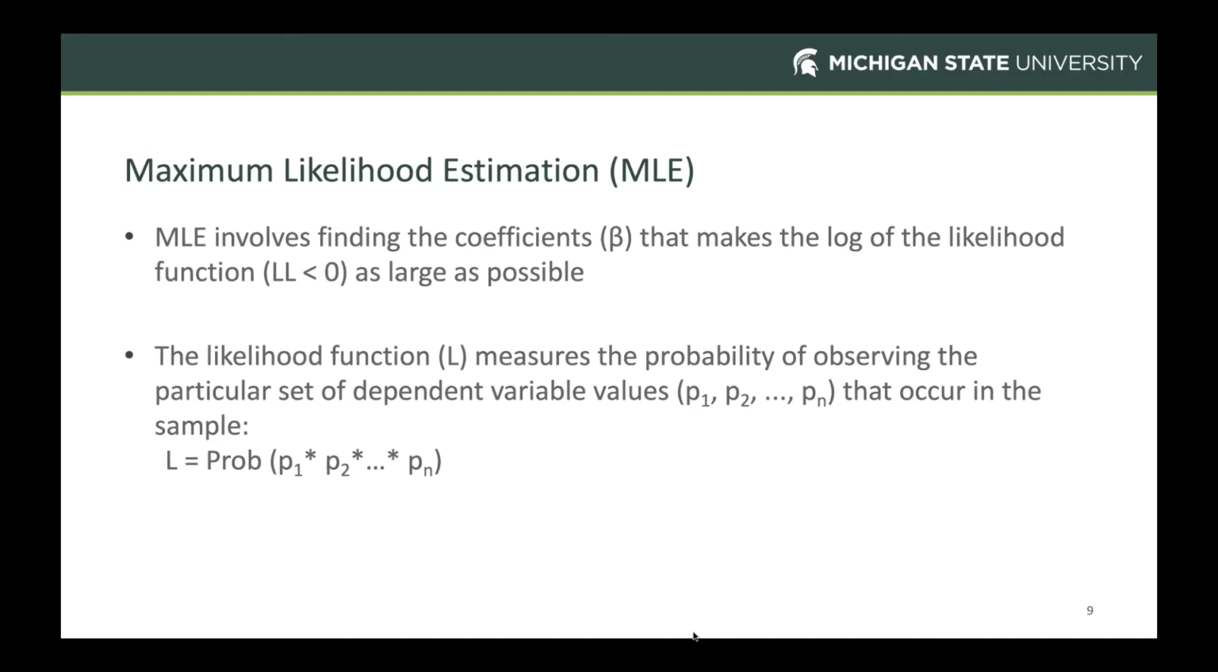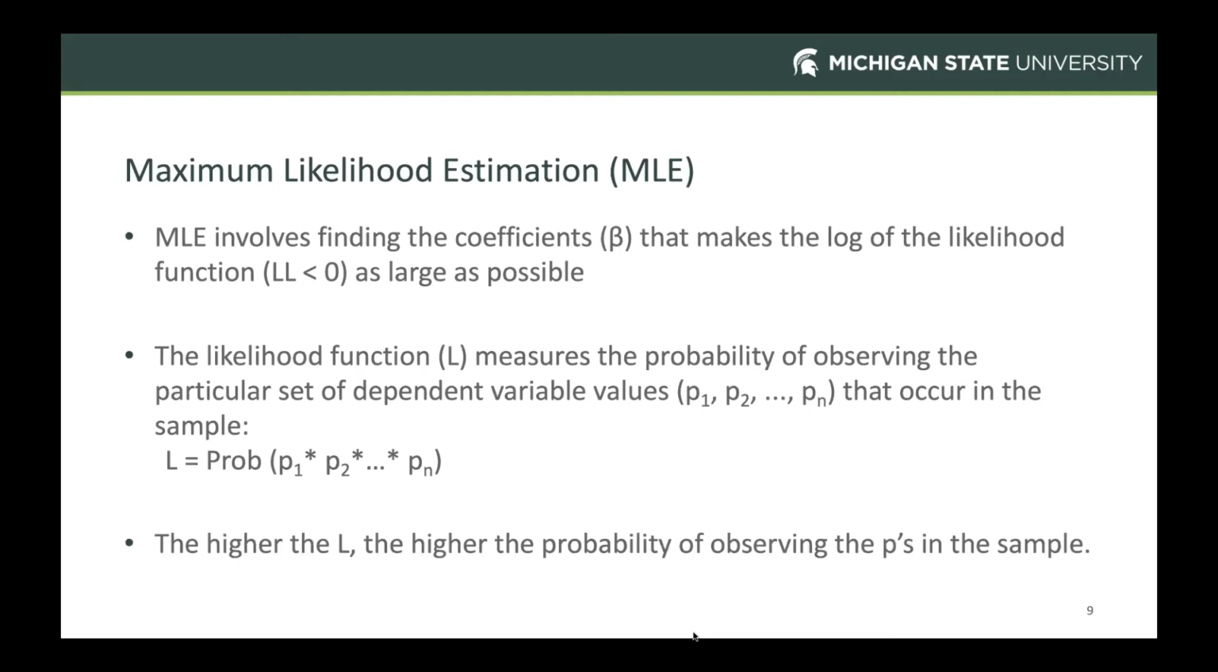For each observation, we calculate the likelihood for that observation, and then we multiply those together across all of the observations within our sample, okay? And then at the end of the day, rather than trying to minimize our least squares, we're trying to maximize, in this case, that likelihood function, okay?